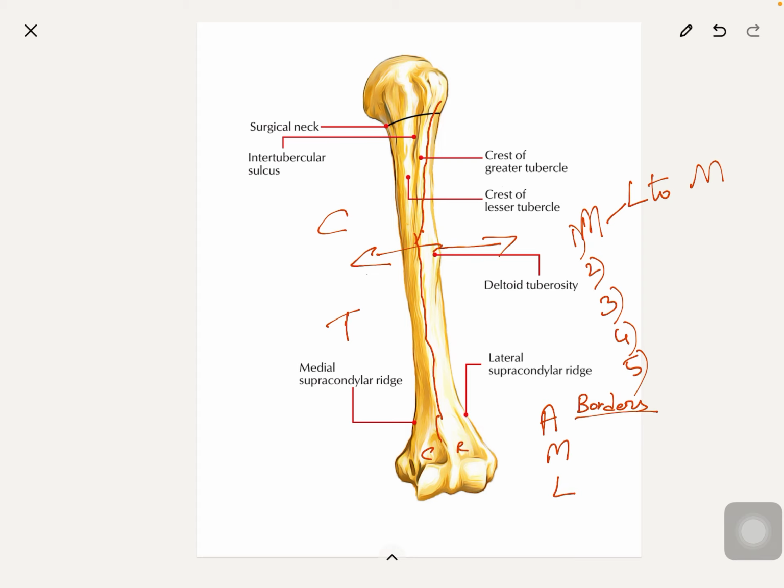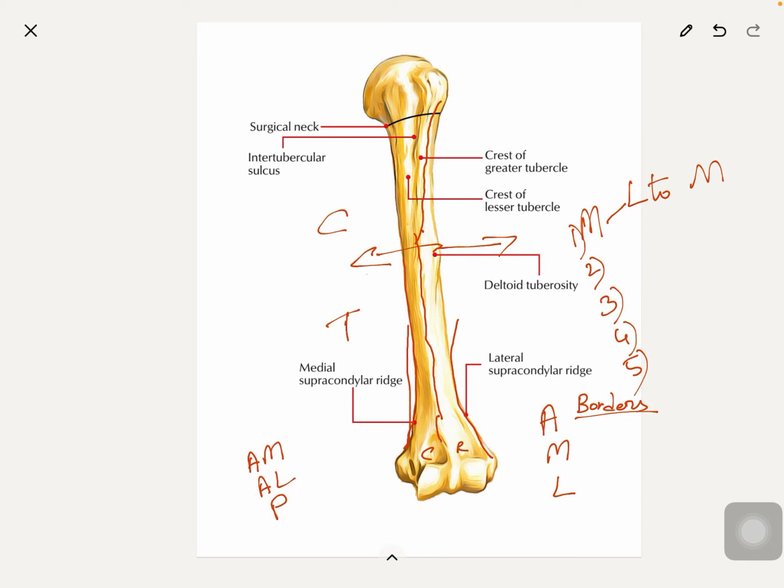Lower half of the border is smooth and rounded. Then medial border. We have to start from here. So this is the medial border, which is extending from the medial epicondyle to the medial lip of the intertubercular sulcus. Then lateral border extends from the lateral epicondyle. So those are the 3 borders. Now what are the 3 surfaces we will learn? Anteromedial surface, then anterolateral surface and posterior surface.